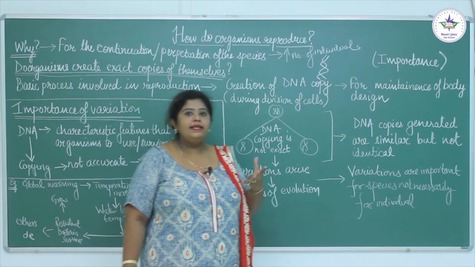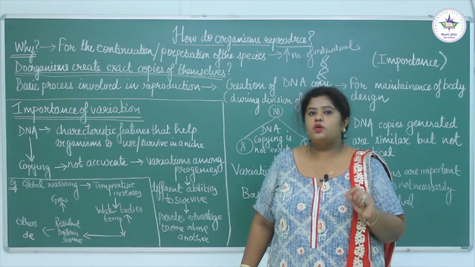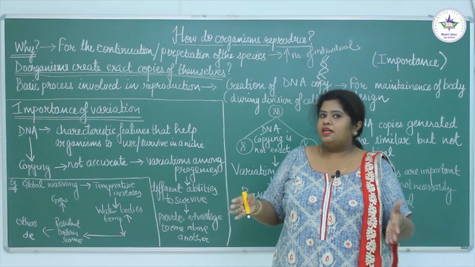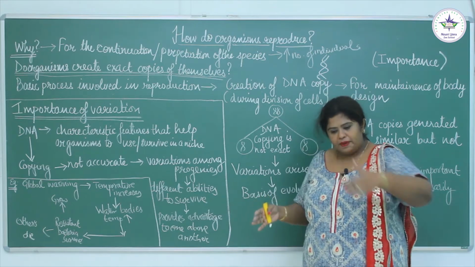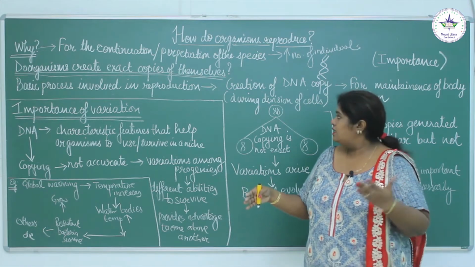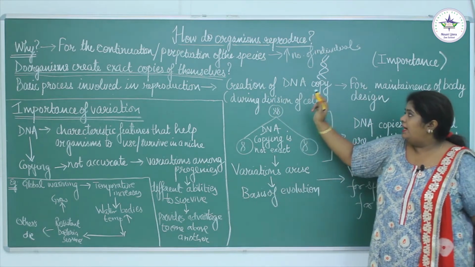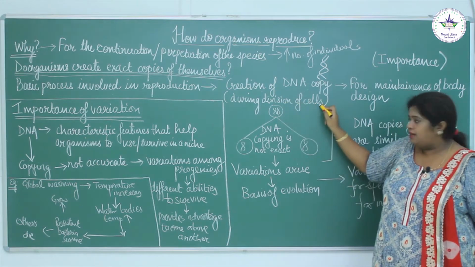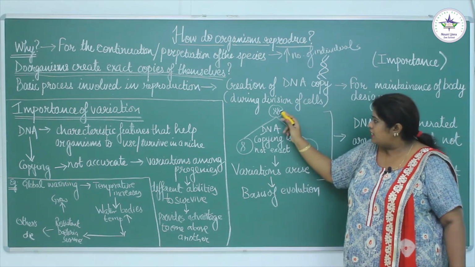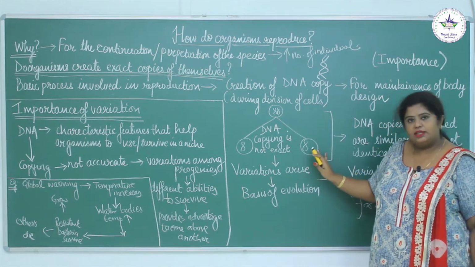So when that individual organism reproduces, first of all it needs to create a copy of this DNA so that whenever the cell division occurs, each copy can go into a part of that newly produced cell. So the creation of a DNA copy happens during the division of the cell. A copy is produced and each copy is given to the newly produced daughter cells.